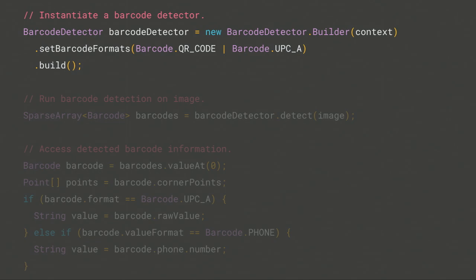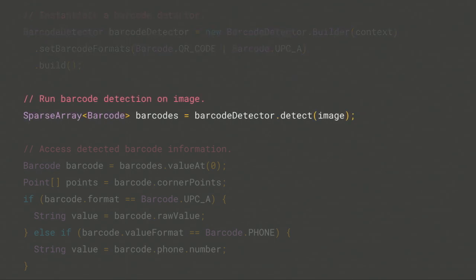In this slide, we'll talk about how it's used for the static image case. It's 3 steps. First, you instantiate a barcode detector using a builder pattern. The builder allows you to specify what kind of barcode format you are interested in. In this example, we are specifying QR code and UPCA, so you will ignore any other formats. Next, you provide it with the image, and it will run through the detection algorithm to provide you the detected barcodes.